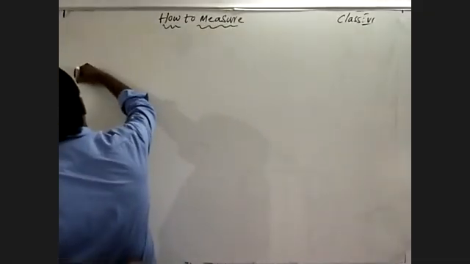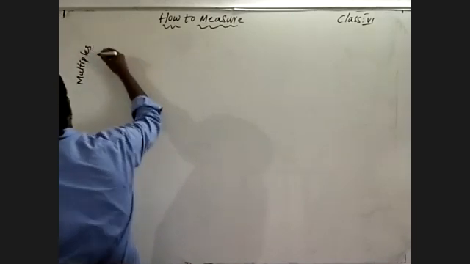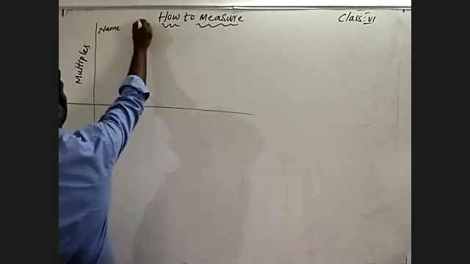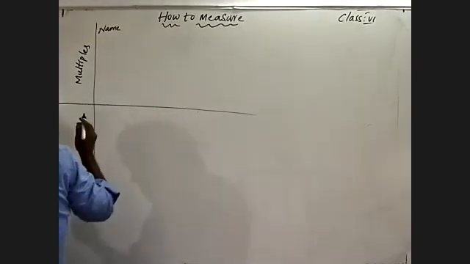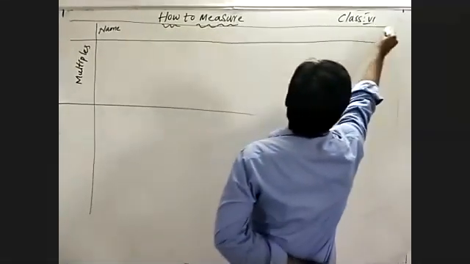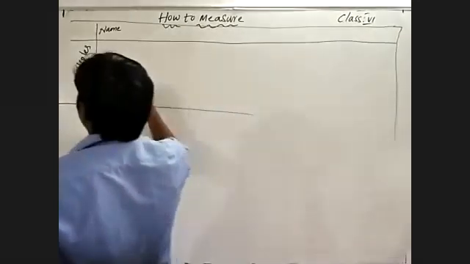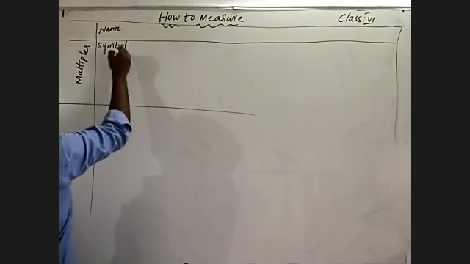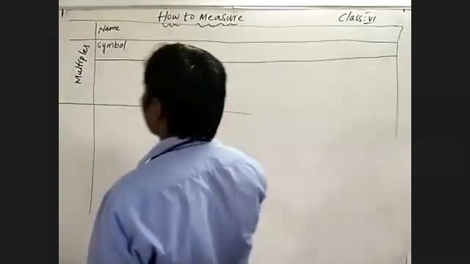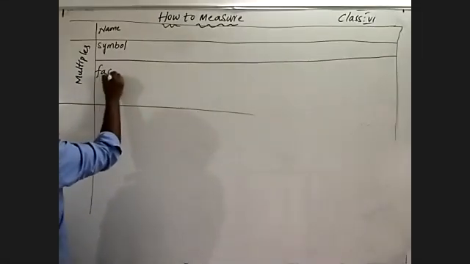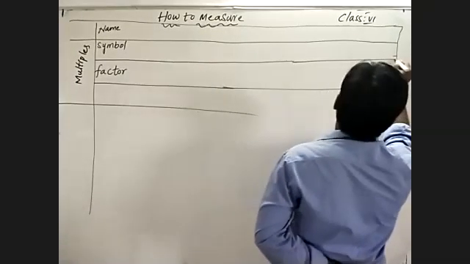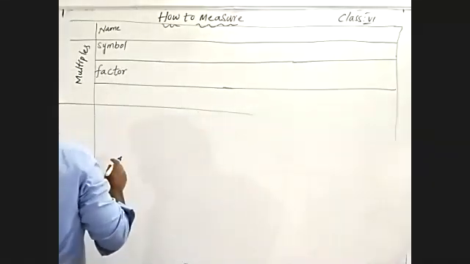Let's write. I am going to write multiples. And this is a name. And symbol. And factor.